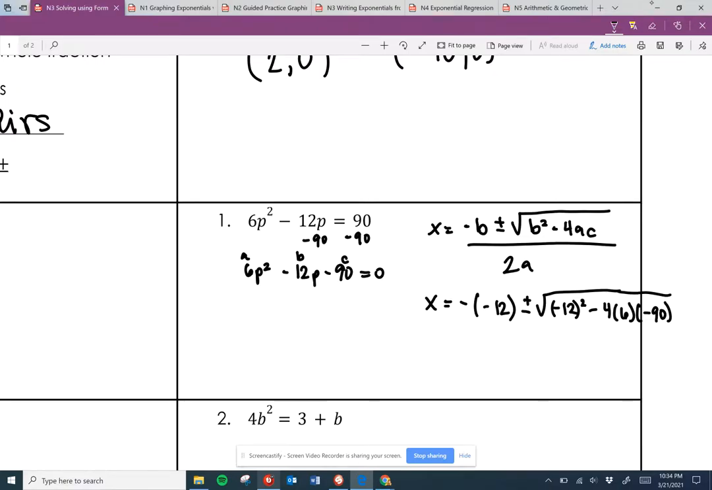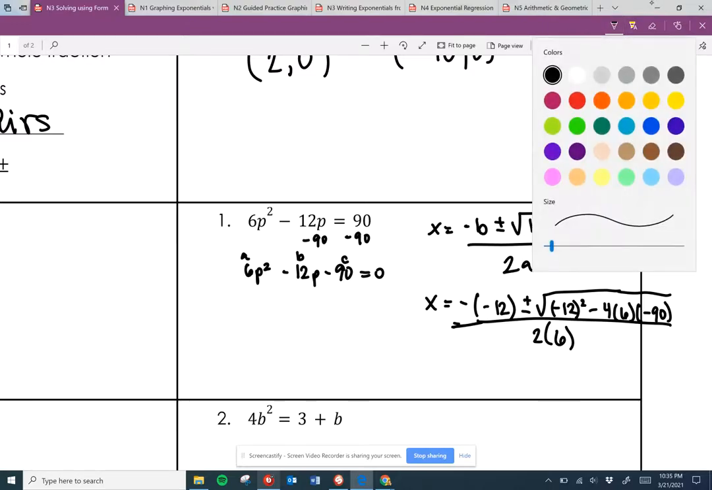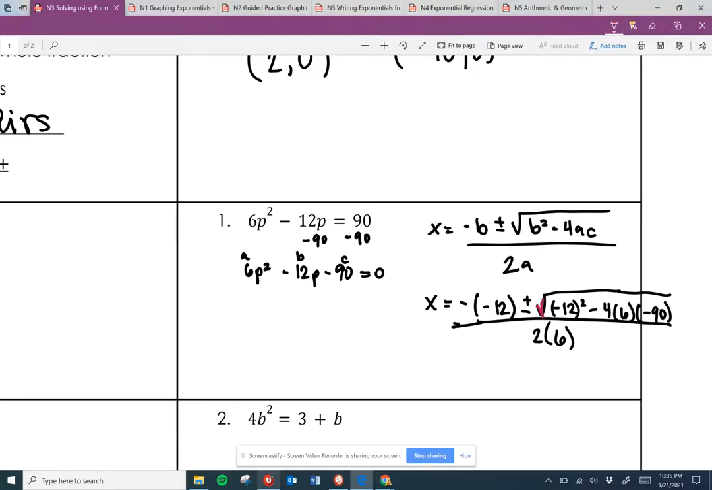Okay, here we'll go ahead and put it 2 times 6. So we are going to put everything under the radical, under the square root sign, in our calculator first. That's where we put everything first. Negative 12 squared minus 4 times 6 times negative 90.